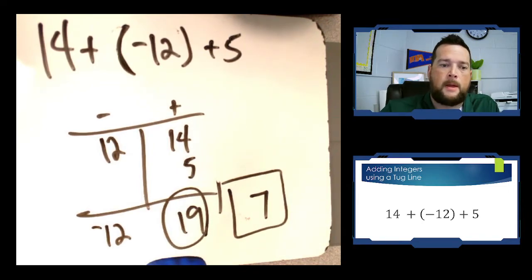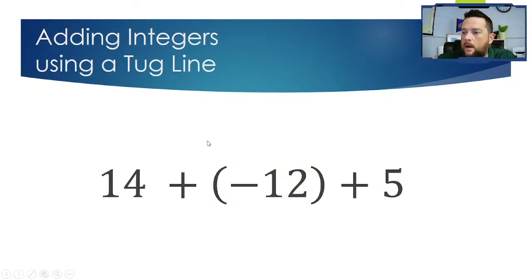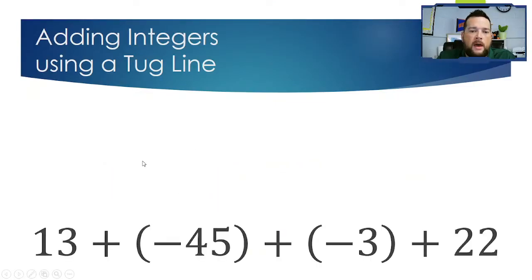That's the answer. All right. Last one. Let's try this one. Okay. You've got 4 numbers now. So go ahead and write those numbers down. Pause the video. Try it yourself on the tug line. See if you can get the right answer.